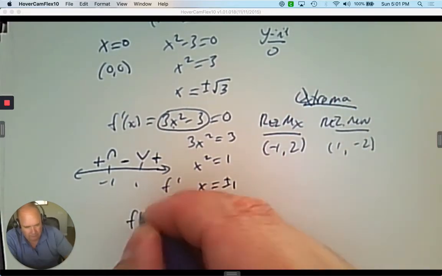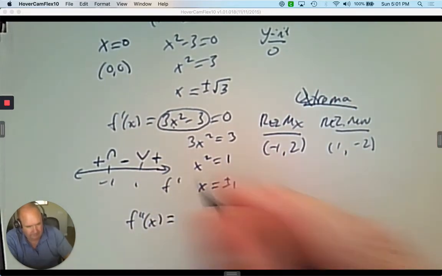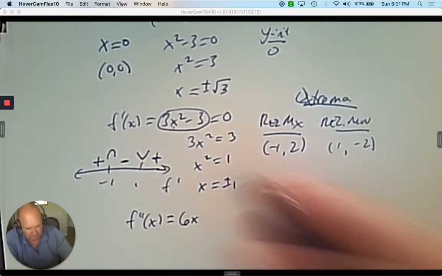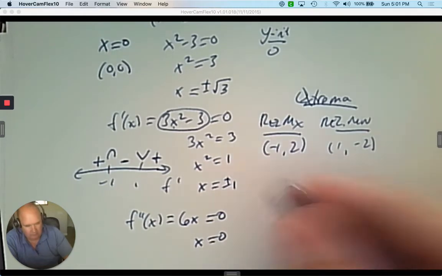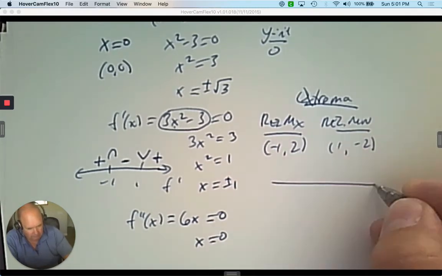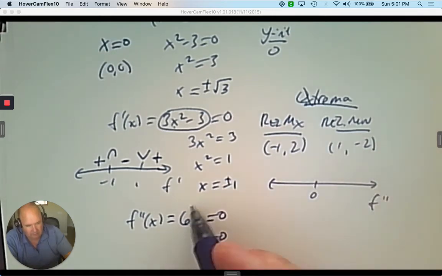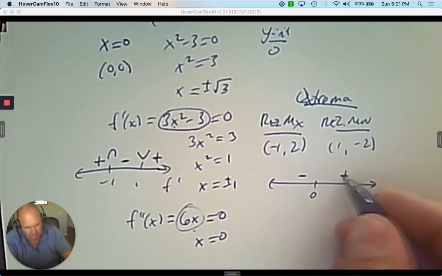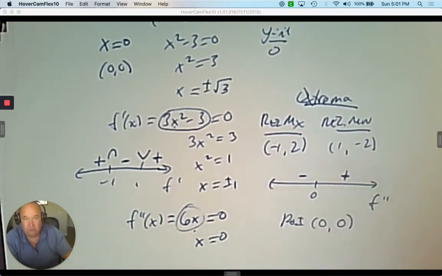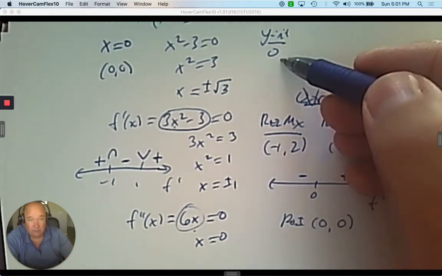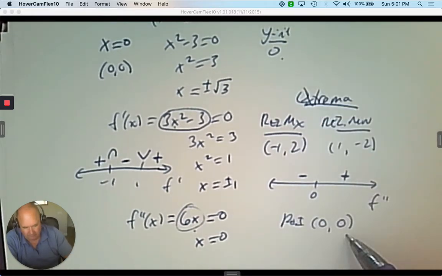Take the derivative one more time and you get 6x. Make that equal to 0 and solve it. 0 is the only one on our number line for the second derivative, for concavity. So if I plug a negative number into here, it's going to be negative. If I plug a positive one, it's going to be positive. So I have a point of inflection at 0, 0. So not only is it an x and y intercept, it's also a point of inflection. All right, now I can graph it.